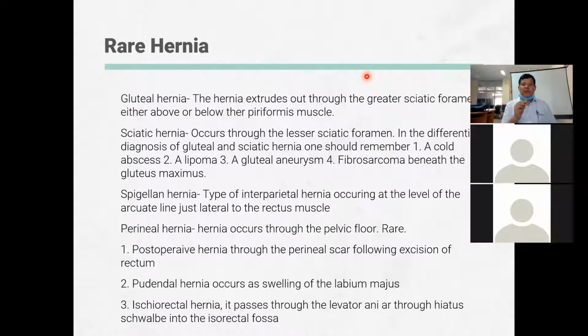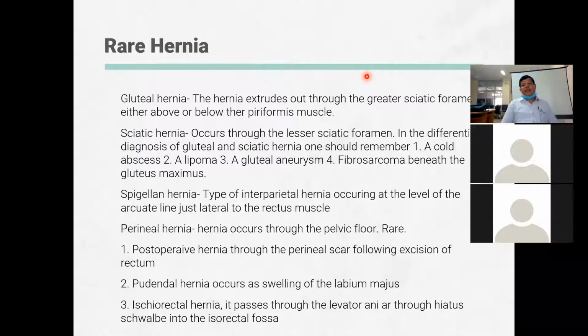So here also the differential diagnosis includes a cold abscess, lipoma, or a gluteal aneurysm of the artery, and the last one is fibrosarcoma beneath the gluteus maximus muscle arising from the pelvis. So all these things should be kept in mind before diagnosing a sciatic hernia or a gluteal hernia.